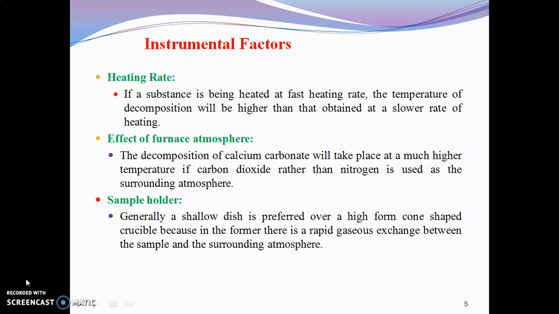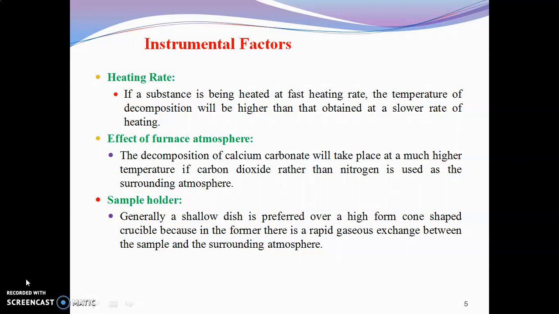If a substance is being heated at a fast heating rate, the temperature of decomposition will be higher than that obtained at a slower rate of heating. So a fast heating rate shifts the decomposition of the sample compared with the slower heating rate. This is one factor that affects the decomposition.